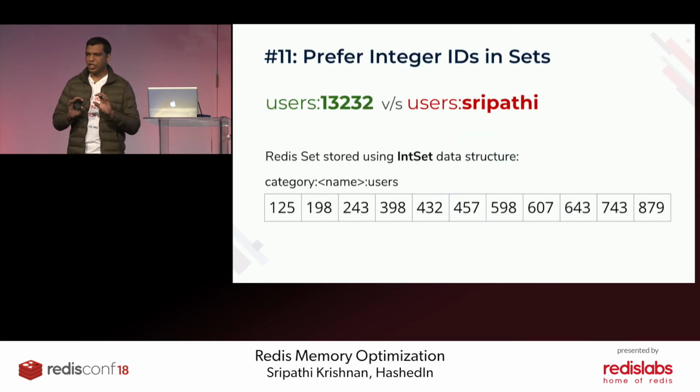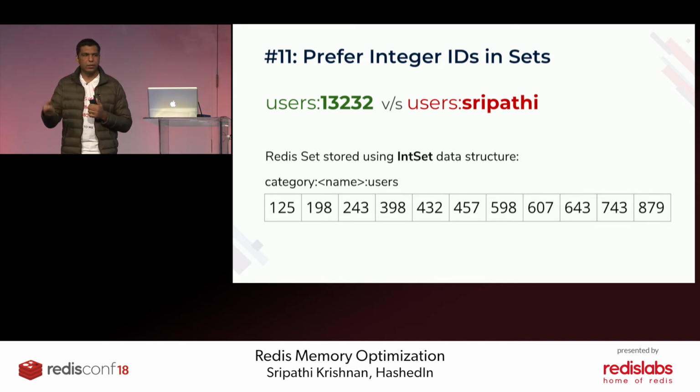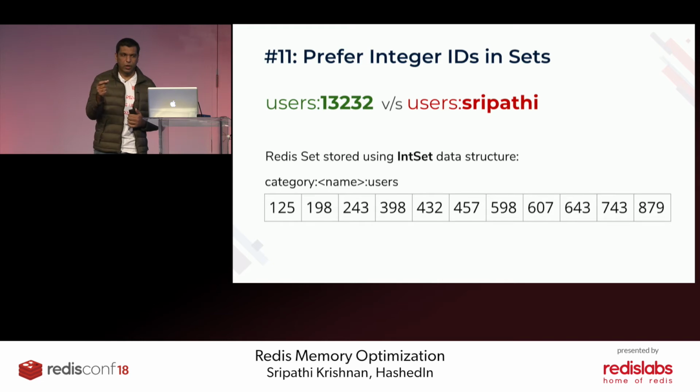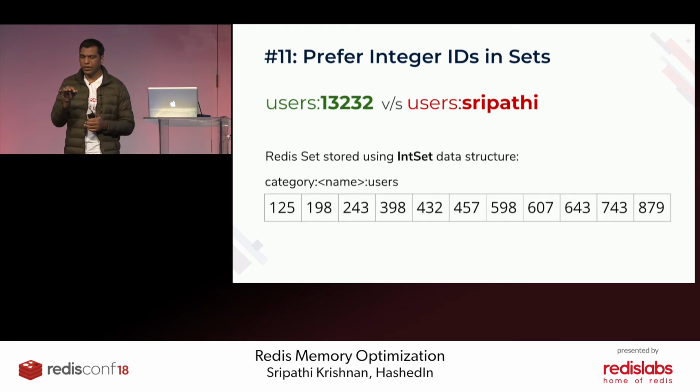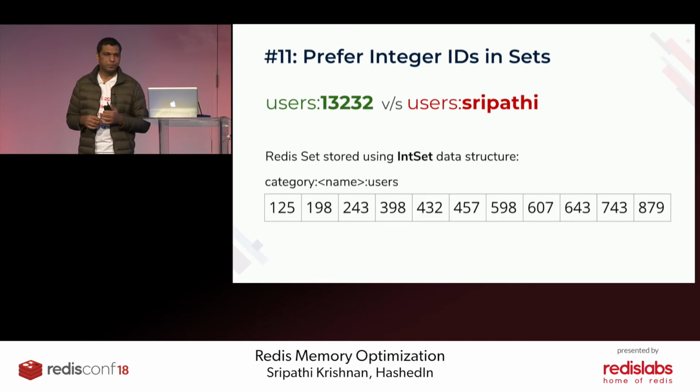An integer set is just a sorted array of numbers, and Redis does a binary search on this sorted array whenever it wants to find an element or insert an element, right? So in order for you to force Redis to use a more efficient implementation, the first recommendation that I have is to try to use integers in your set. If you can store your primary key in integer format, so instead of saying users:13232 or users:Sripathi, you say this is the ID of that user and then store that ID in your set, it's going to be very, very efficient, right?